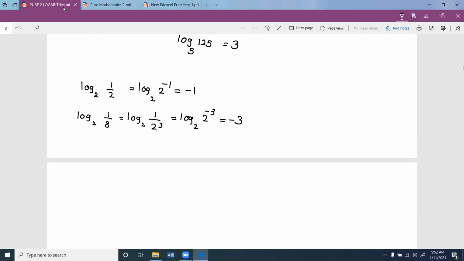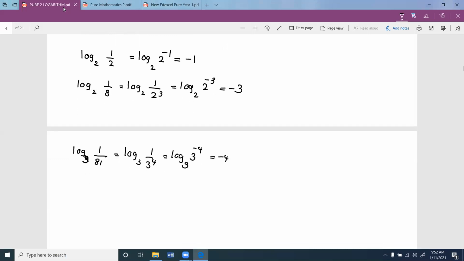If I ask you log 3, 1 over 81. Then this one you can say this is log 3, and 81 is 3 to the power 4. That is log 3, 3 to the power minus 4. So the answer is minus 4. Right, that's great. Then let's go to another one.